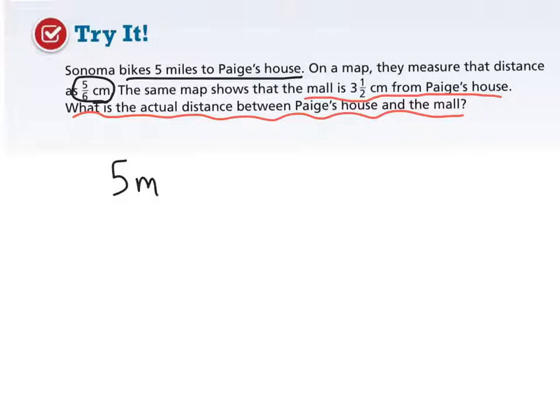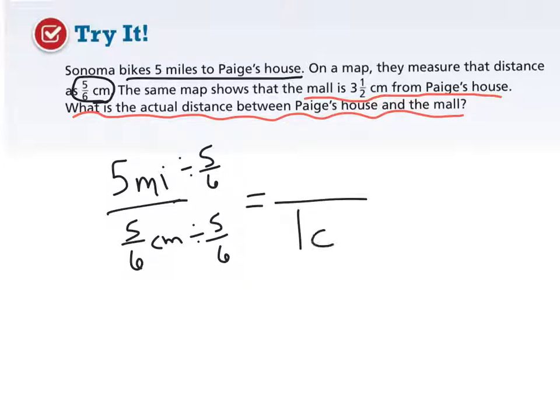So it's 5 miles is 5/6 of a centimeter. And again, we're going to try and figure out what 1 centimeter is. So if we divide 5/6 by 5/6, that'll tell us what 1 centimeter is equal to. Again, if you divide something by itself, you always get 1.